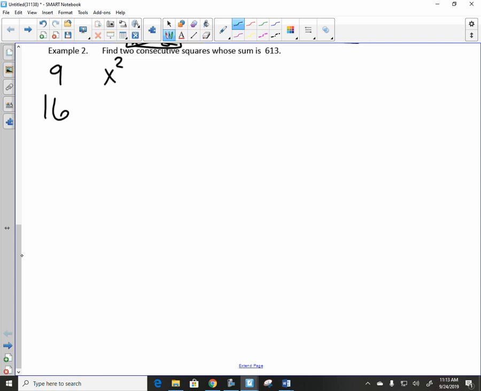Nine is 16. Shelby says an example of 2 consecutive squares. She's correct. So if I say that 1 square is x squared, what would be the consecutive one after it? Very good.